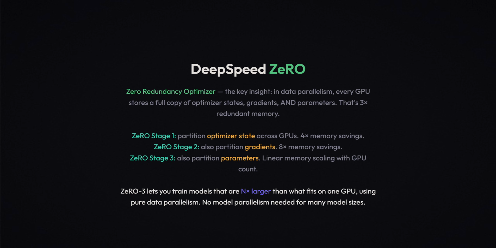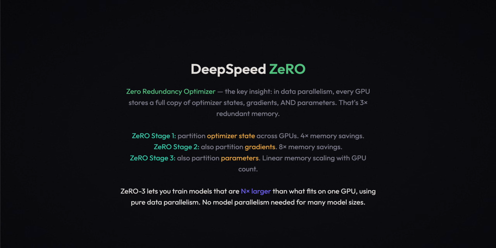ZeRO Stage 1: partition the optimizer state across GPUs. Each GPU stores only 1/Nth of the optimizer state, 4 times memory savings. ZeRO Stage 2: also partition the gradients, 8 times memory savings. ZeRO Stage 3: also partition the parameters themselves. Now memory scales linearly with the number of GPUs.